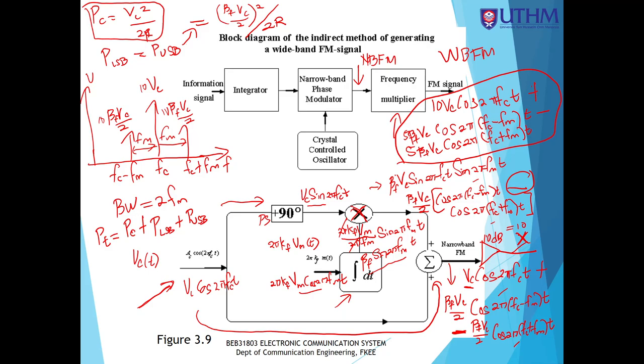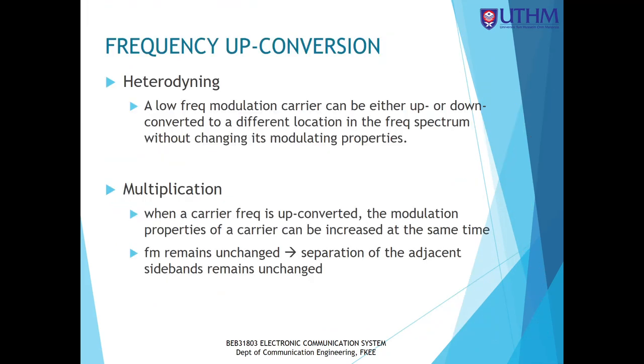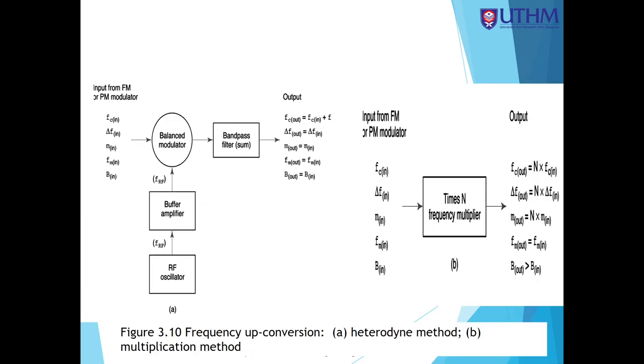Kebanyakan application menggunakan wideband FM. Narrowband FM ni kegunaannya tidak banyak. So normally for commercial use, we use wideband FM. So, in order to increase the frequency, or what we call frequency up conversion, that means from lower to higher frequency, we have two options: either you use a heterodyning process, or a frequency multiplication process. Ada dua cara. The word heterodyning means mixing process. Multiplication means we multiply with a certain factor. So what's the difference? Now we're going to see the difference.